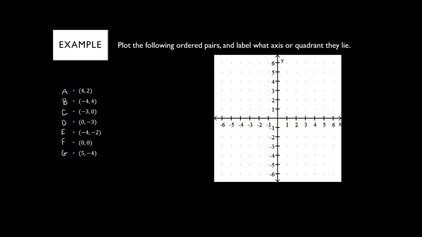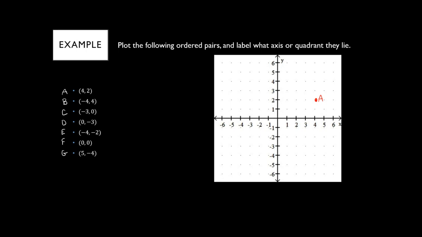So A is 4, comma 2. That's how we read it out loud. The parentheses are just, whenever we write ordered pairs, they're always in parentheses, but we don't read that out loud. So we just say 4, comma 2. So that's 4 on the X. So I find where I'm at right there. And then 2 on the Y. So I kind of visualize, make sure I'm lined up. And then I label that as point A.